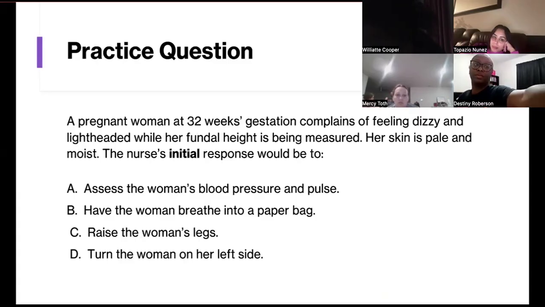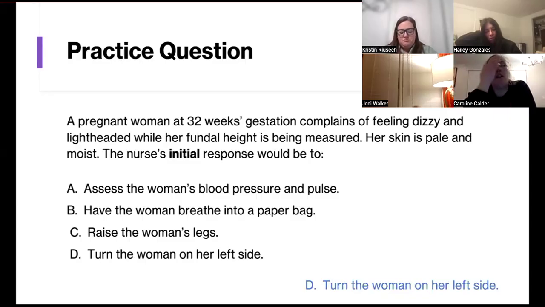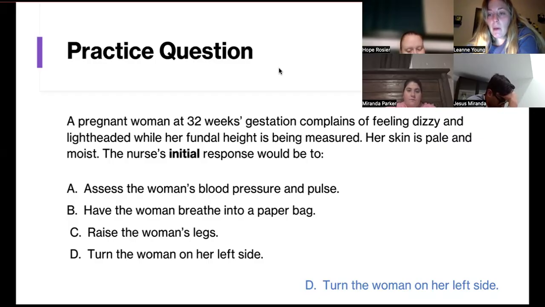All right. A pregnant woman at 32 weeks gestation complains of feeling dizzy and lightheaded while her fundal height is being measured. Her skin is pale and moist. The nurse's initial response would be to what? D. Yeah, we want to turn her on her left side. When you measure somebody's fundal height, they're usually laying on their back. That can cause that supine hypotension that we were talking about earlier because that baby is pressing down on mom's vagal nerve. It's restricting the amount of blood flow to not only baby but also mom, and that can cause her blood pressure to drop drastically. So yeah, turn her on her left side. That's going to help increase blood flow not only to mom but back to baby and back to the placenta.